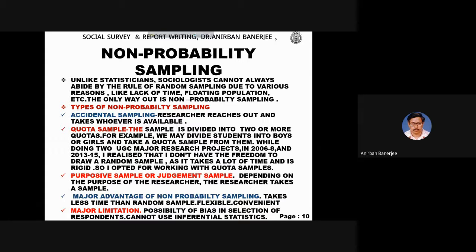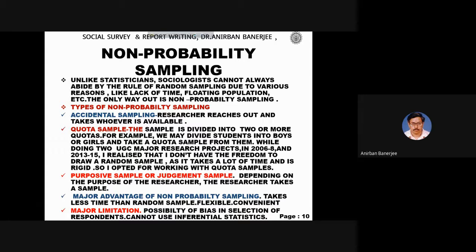Another type of sample is the quota sample. The sample is divided into two or more quotas. For example, we may divide students into boys and girls and take a quota sample from them. While doing two major UGC major research projects in 2006 to 8 and 2013 to 15, I realized that I don't have the freedom to draw a random sample as it takes a lot of time and is rigid. So I opted for working with quota samples.